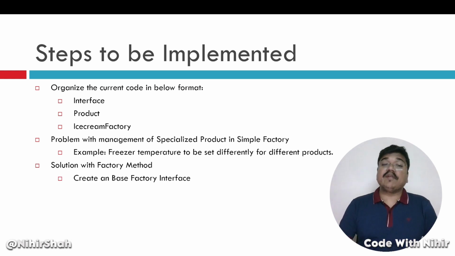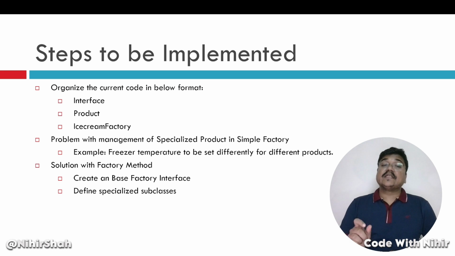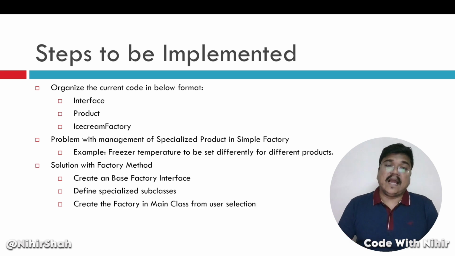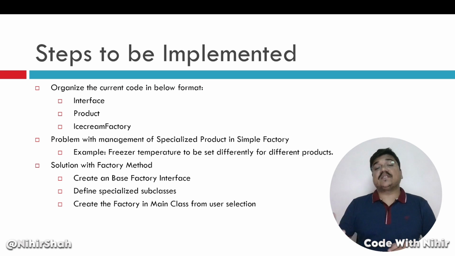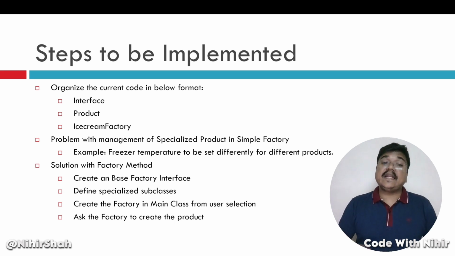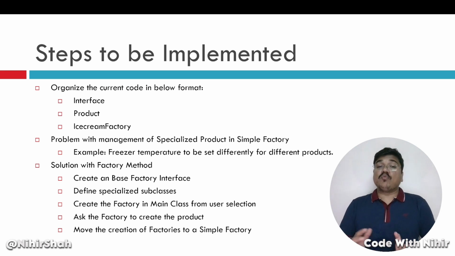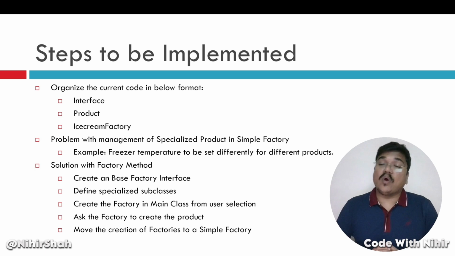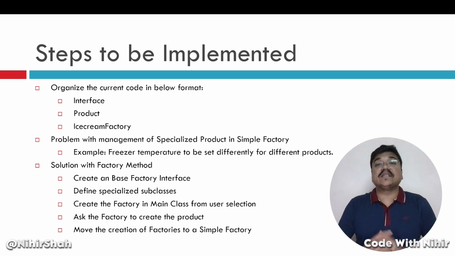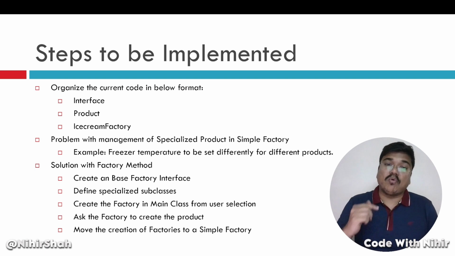First, we will create a base factory interface. Next, we will define specialized subclasses. Next, we will create the factory in the main class from user selection. Next is to ask the factory to create the product. And finally, we will move the creation of factories to a simple factory. So as you can see, simple factory usage will come here also. Now let's see each of the steps one at a time.